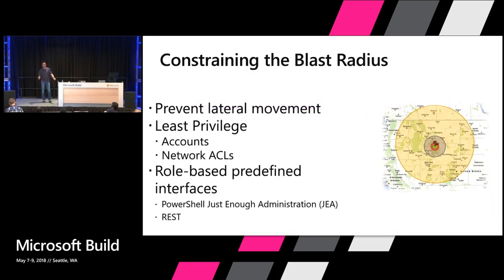We constrain blast radius by least privilege, at the account level. I mentioned the network ACLing. We iterate every month. We make it better. We make it tighter. And we have role-based interfaces. So all those components you saw earlier, they all communicate either through REST or through PowerShell JEA. And so if one component gets compromised, they cannot do a WMI call and perform any arbitrary action they want. And again, if one account got compromised, there is no logging into Hyper-V Manager or Cluster Manager or Server Manager, whatever you like. There is only those 3 endpoints that I mentioned earlier.